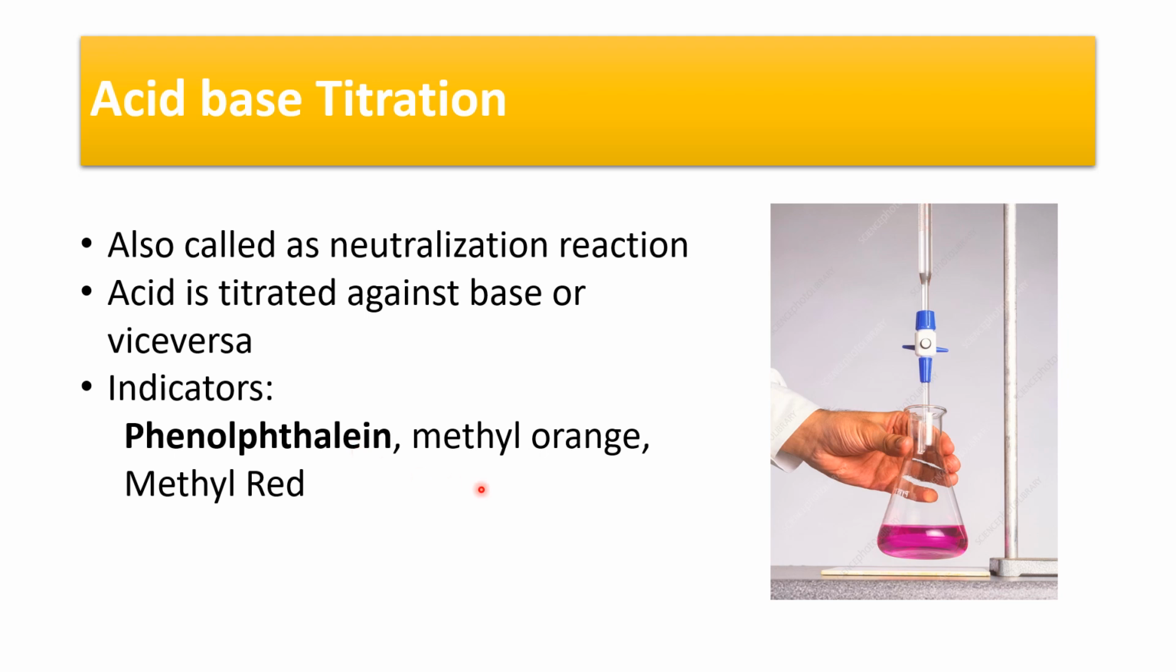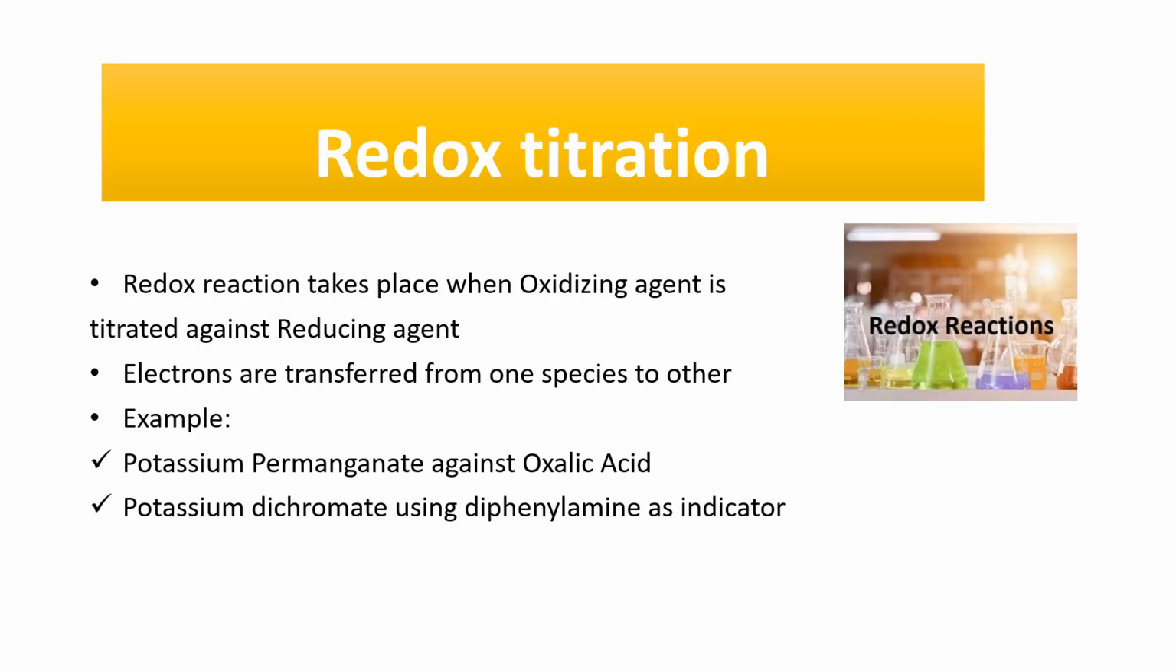Now which indicator to use in which type of titration? This also is a big theory which I may explain to you sometime else, but for time's sake, just remember there are three commonly used indicators in acid-base titration, which are phenolphthalein, methyl orange, and methyl red. I move on to the next slide.